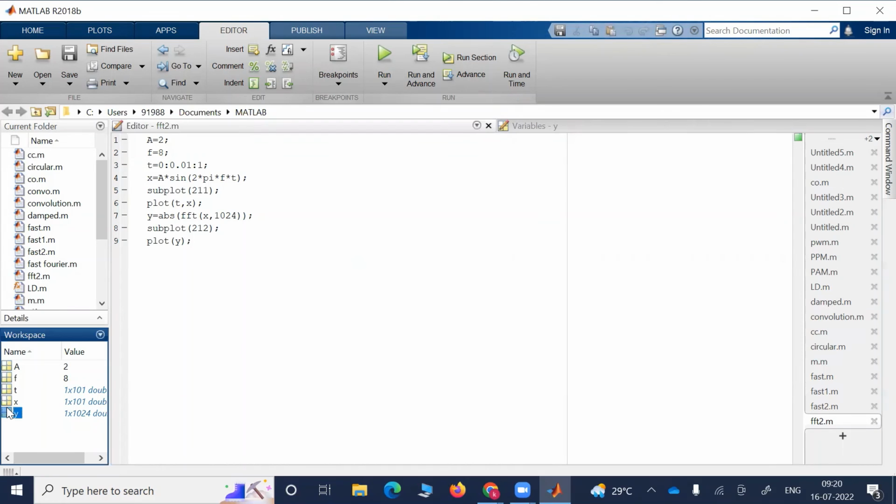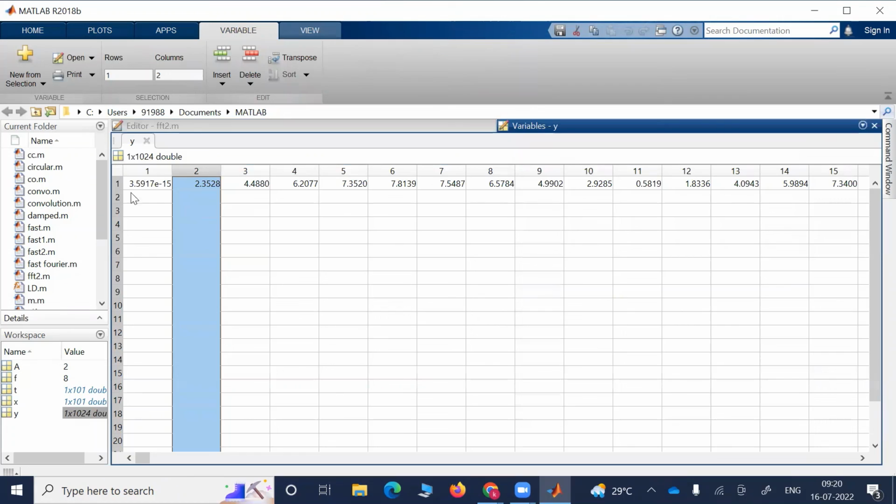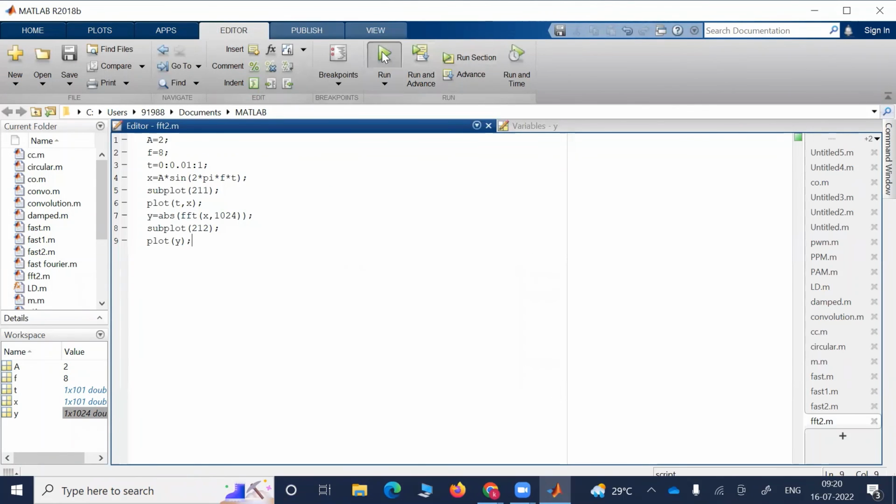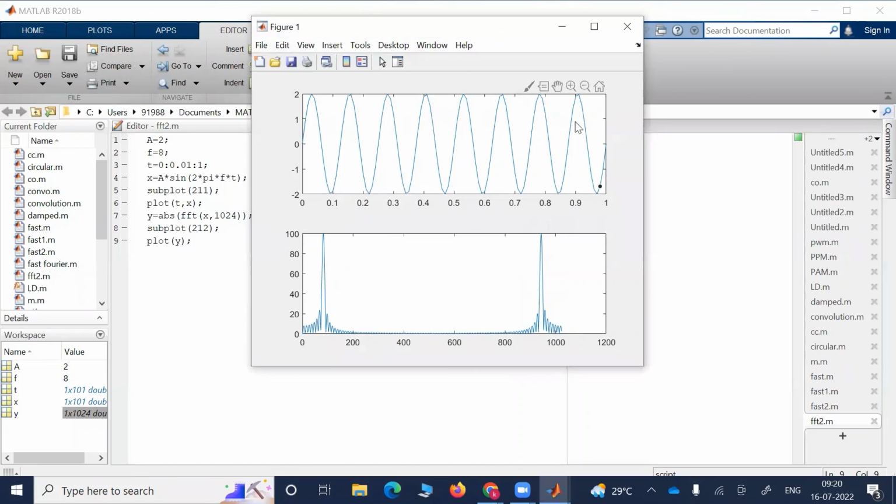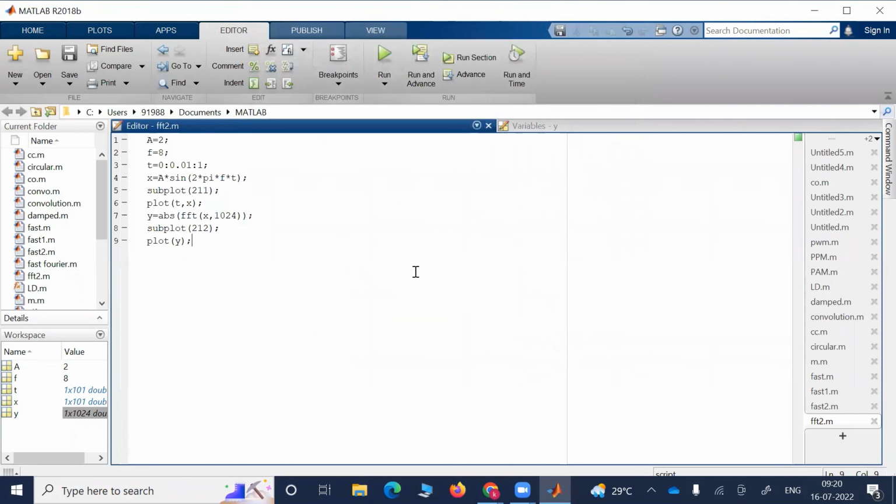You can also see the output value because we have taken the absolute values. The FFT gives a complex number, but we have considered the absolute value of FFT of x comma n, so it takes only the absolute values. So I can check the input signal and the double-sided frequency spectrum, right? This is how we can use the FFT function in MATLAB.